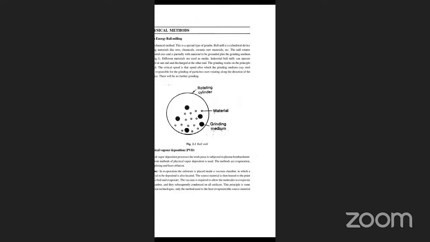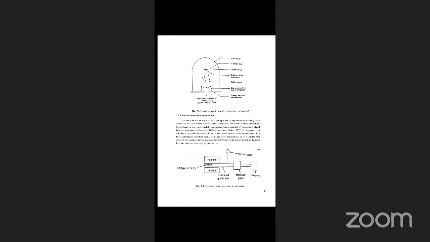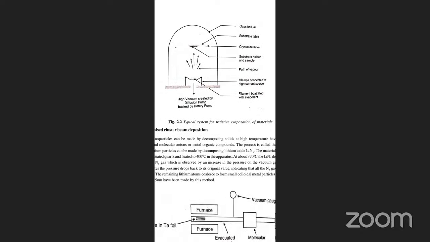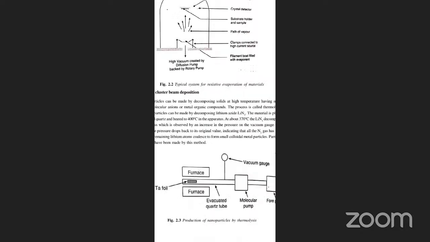So in that first figure, which we also completed yesterday: glass bell jar, substrate table, crystal detector, substrate holder and sample, path of vapor, clamps connected to a high current source, filament boat filled with evaporant, like that.